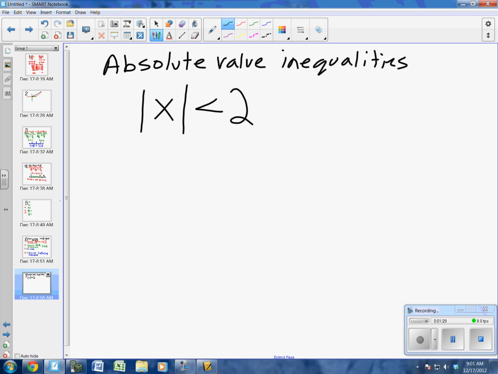Anybody tell me a number that would work in here? 1. If I put 1 in here and took the absolute value of it, is 1 less than 2? Yeah. Give me another number. Negative infinity? Give me a big negative number. Negative 100? Yeah. If I put in negative 100, take the absolute value, I'd get positive 100.